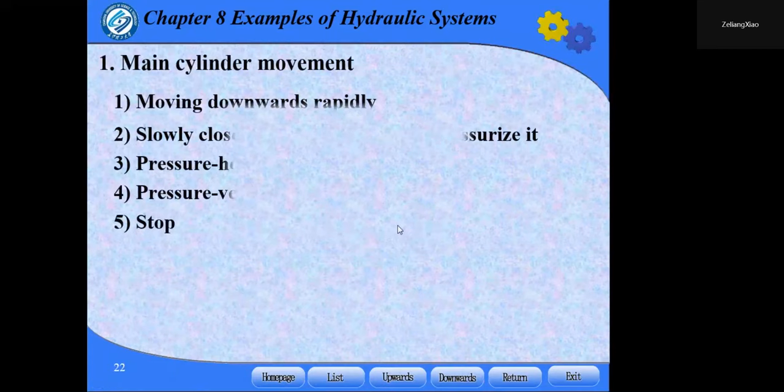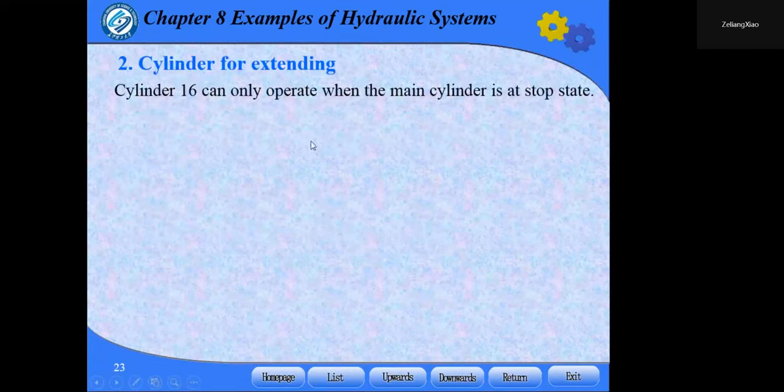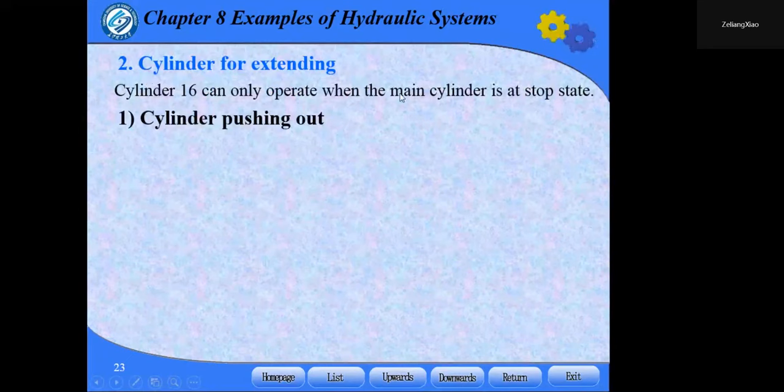Then we go to the cylinder for extending. Cylinder 16 can only operate when the main cylinder is at the stop stage. So we can see the pressure oil must pass through valve 6 before it reaches valve 15, which is used to control the movement of cylinder 16. Only when valve 6 is in its neutral position can the oil enter cylinder 16, to accomplish the interlock between the main cylinder and cylinder 16.